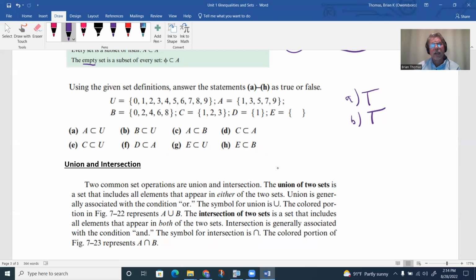So this says, is A a subset of U? I'm sorry, is A a subset of B? Are all elements of A in B? Well, they're not. So C would be a false statement because the elements of A do not exist in the set B. D says, is C a subset of A? Well, C is 1, 2, 3. A is 1, 3, 5, 7, 9. Notice that not all the elements of C are in A, so that would also be false.